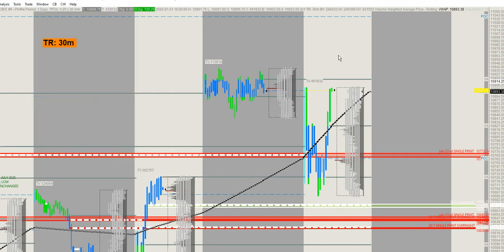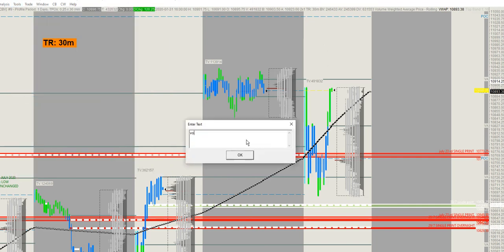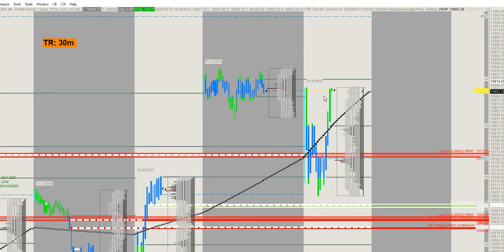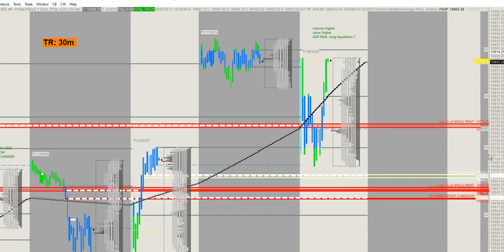I'm looking for the type, sorry. So I like to type it in. The volume here was higher, value was higher, and a little information, long liquidation, because we had a gap filled. I think this was long liquidation, right? So all these people who had bought from the previous day, with the gap, did they just take profits? If that's the case, it's just weak longs liquidating.